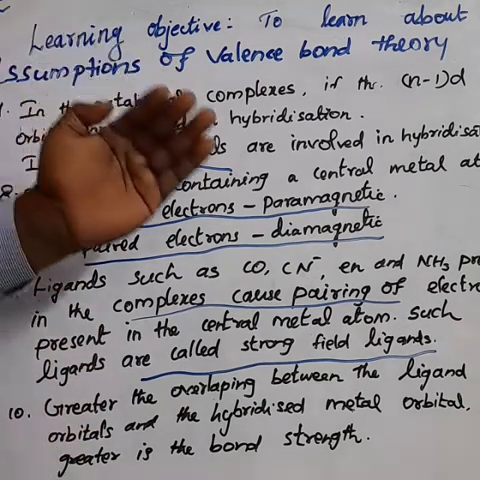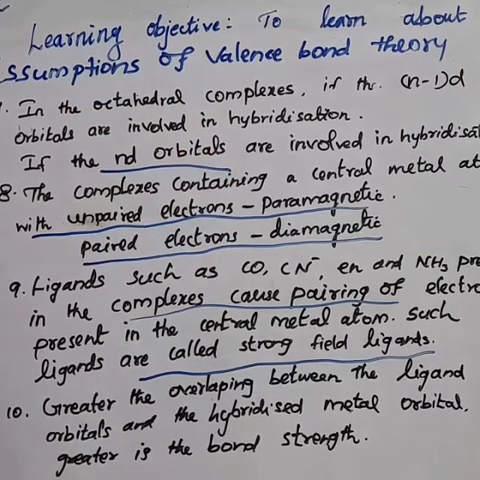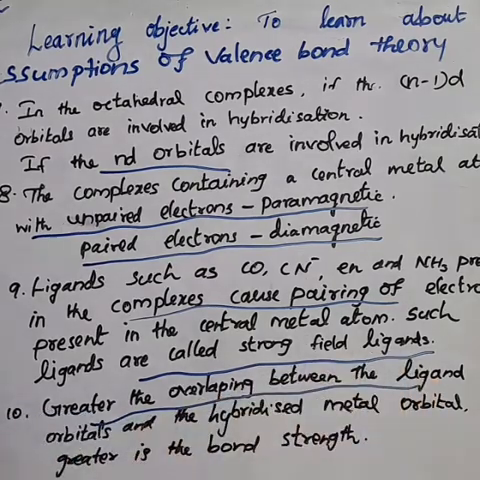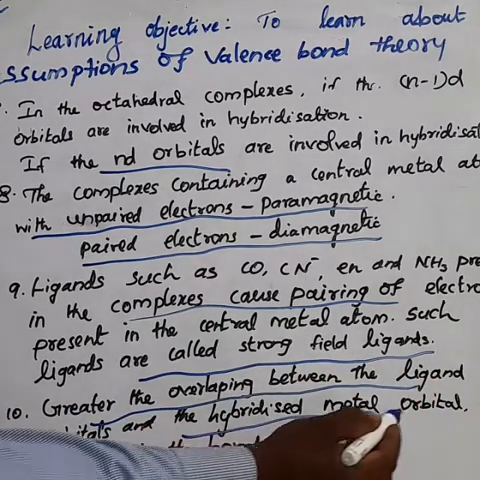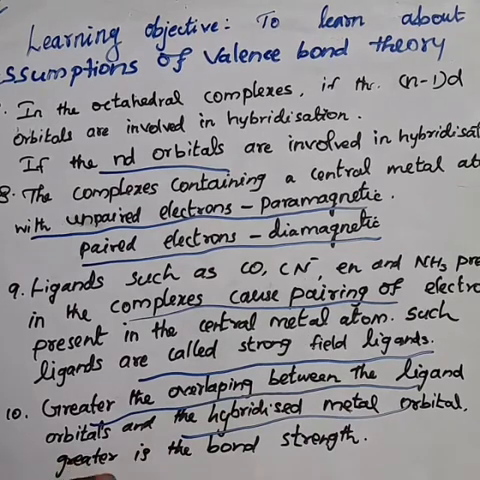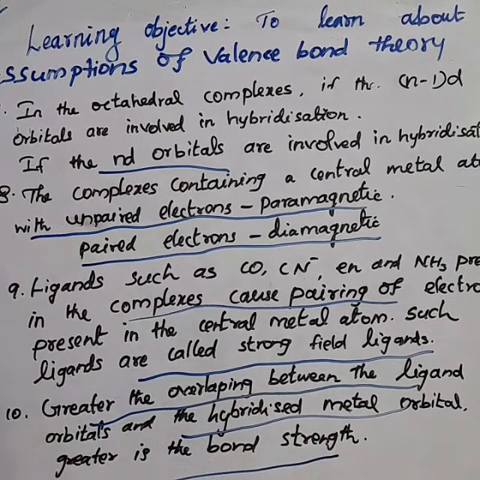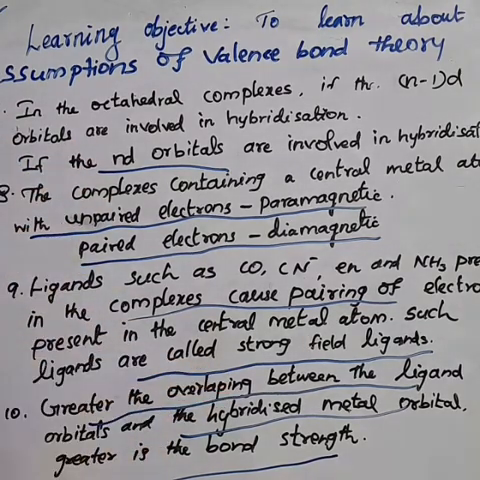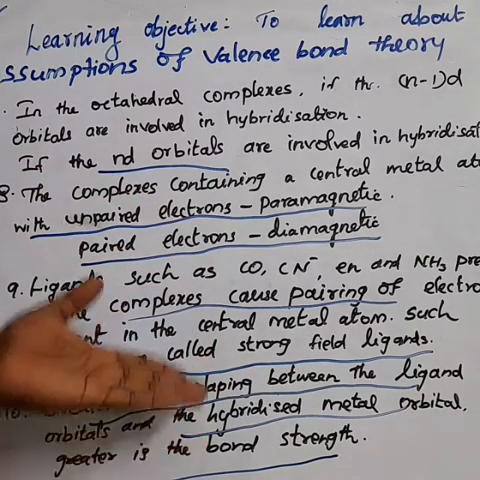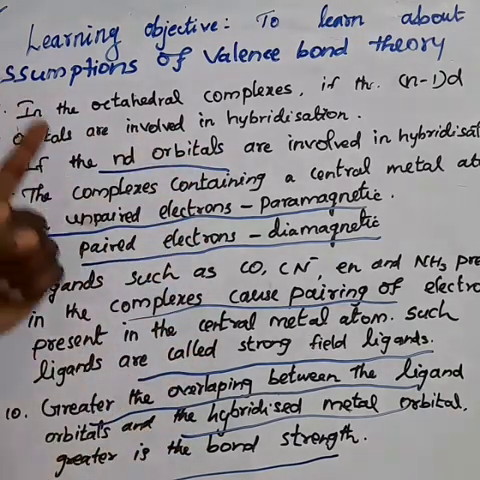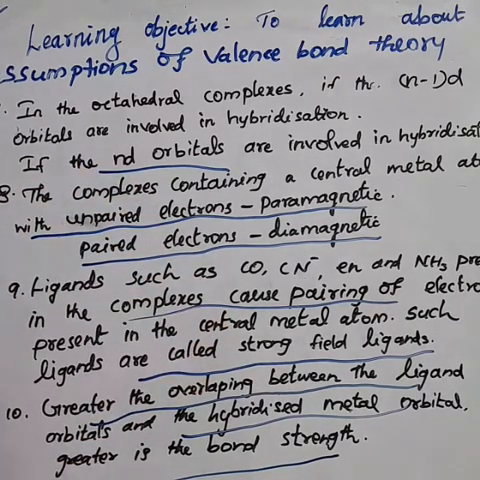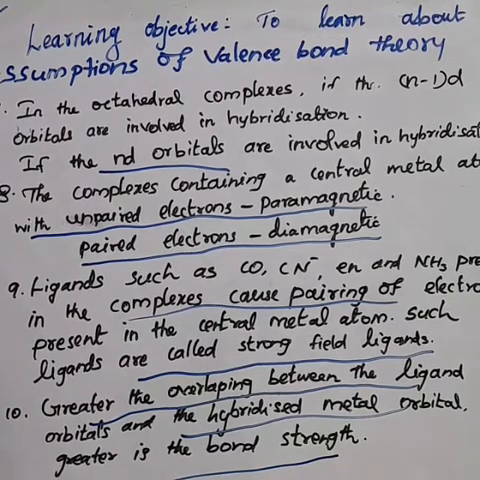Greater the overlap between the ligand orbitals and the hybridized metal orbitals, greater is the bond strength. One of the important one-word questions. At least you should be thorough with 7 points. At least make it 7 points.